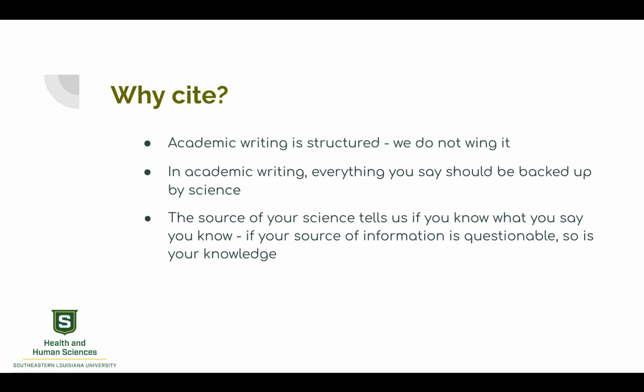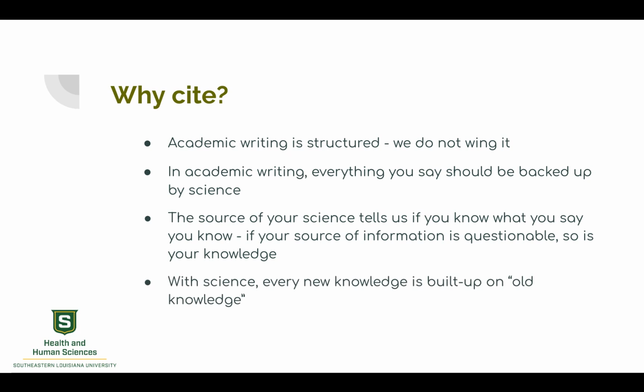But when you clearly identify the research you're talking about, it gives us the opportunity to actually review the source of your information. This is because if the source of your information is questionable, it means that your knowledge is questionable. So we need to know just how credible your information is, or how credible your knowledge is. That's the reason why the sources of your science need to be specifically cited.